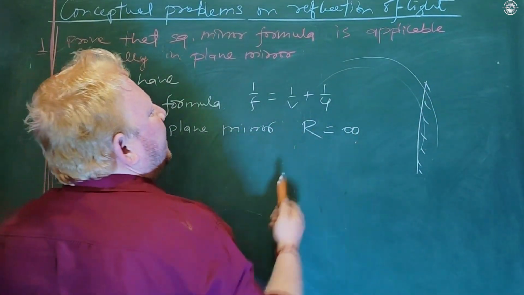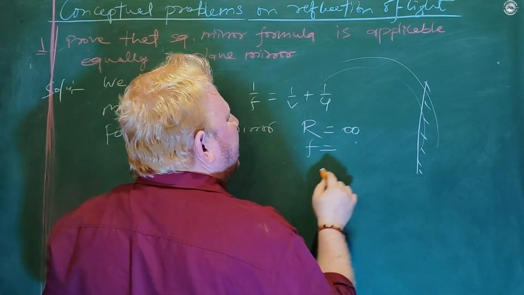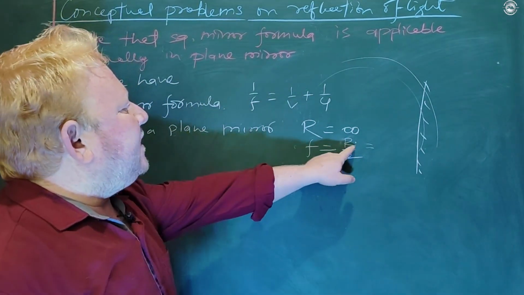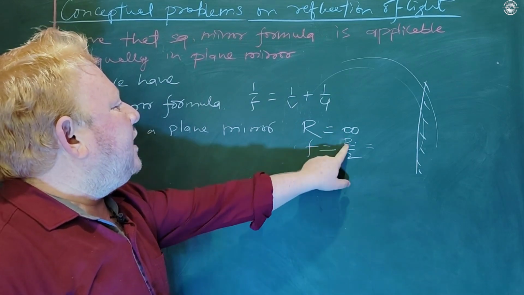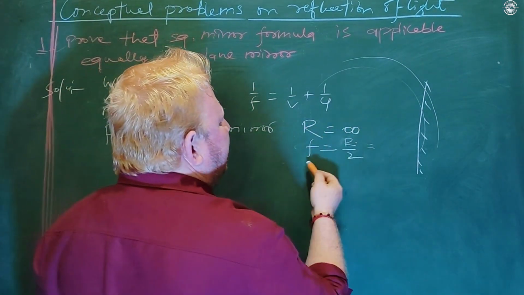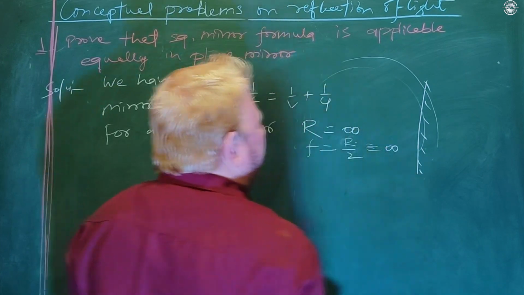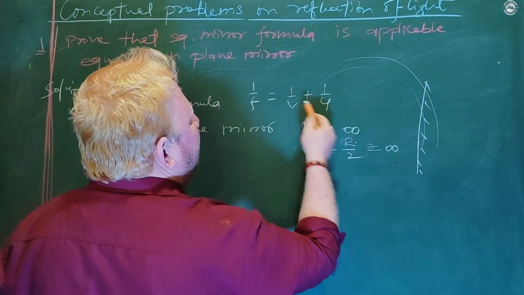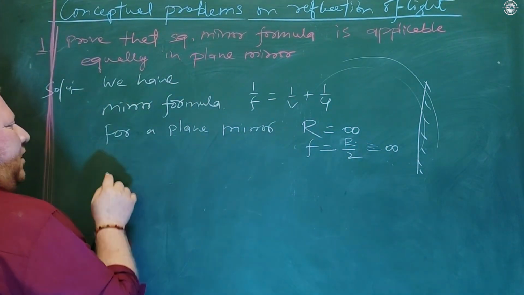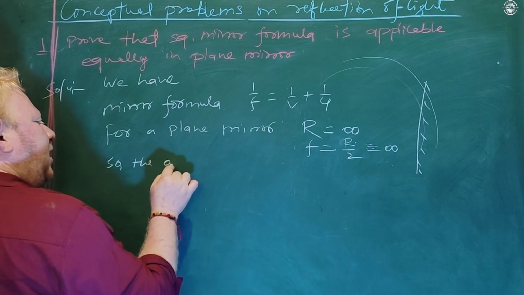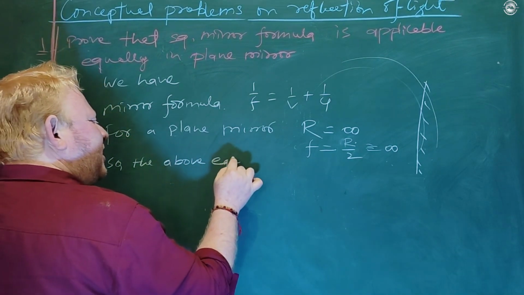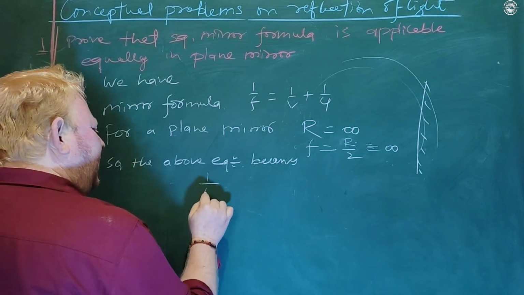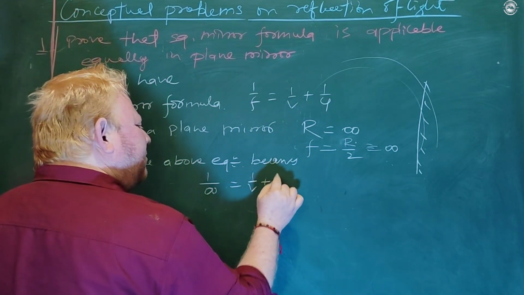So radius is infinity. At the same time, focal length f is equal to r by 2, so r is equal to twice of f. So if r is infinity, the focal length will also be infinity. So for a plane mirror, focal length is infinity. Now putting this value in the above equation, the equation becomes 1 by infinity is equal to 1 by v plus 1 by u.